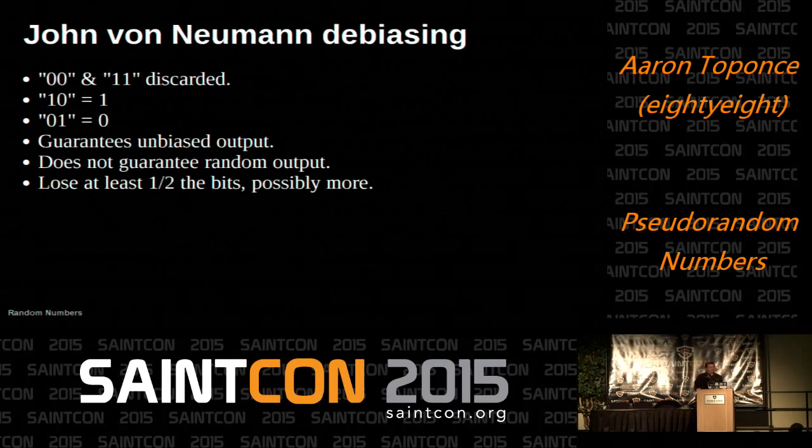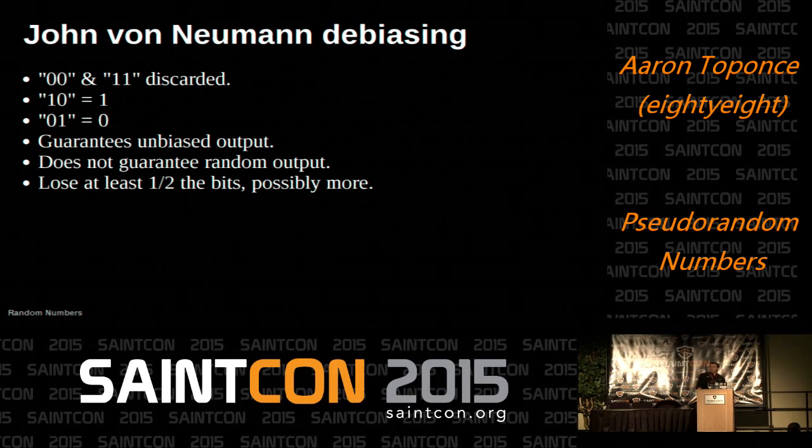So let's look at some debiasing methods. One common way is the John von Neumann debiasing. This looks at two consecutive bits in the generator. If they're identical, we discard them. If they are not identical, then if they're 1, 0, we output a 1. If they're 0, 1, we output a 0.